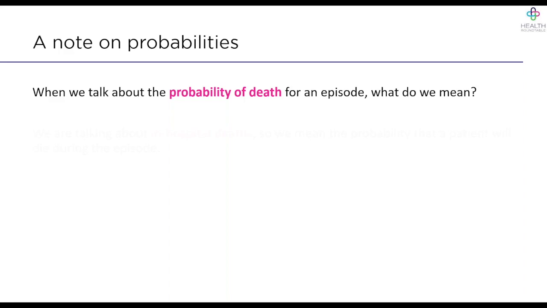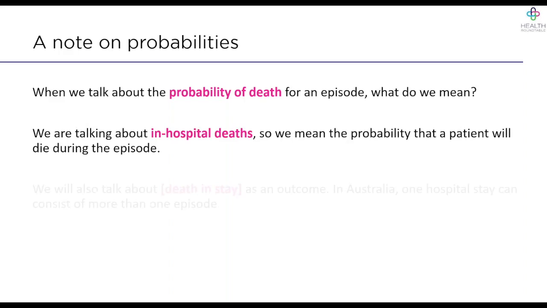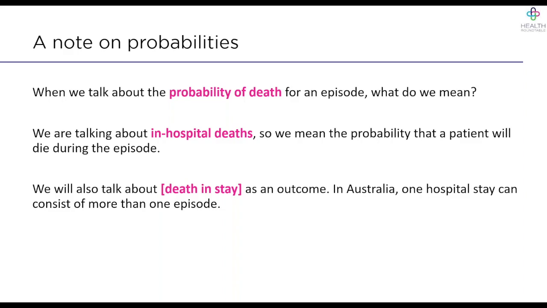So when we talk about a probability of death for an episode, what do we actually mean? Well, we're talking about in-hospital deaths. So we mean the probability that a patient will die during the episode. Sometimes we might also talk about death in stay. In Australia, a hospital stay can consist of multiple episodes. So we just make that distinction where we might track an episode being the first episode in the stay, but we're still interested in whether the patient may have died at some point during the stay, even if they were moved into a separate episode.